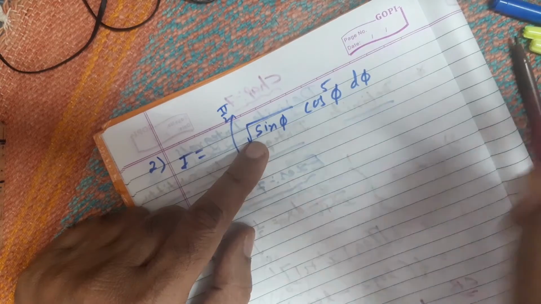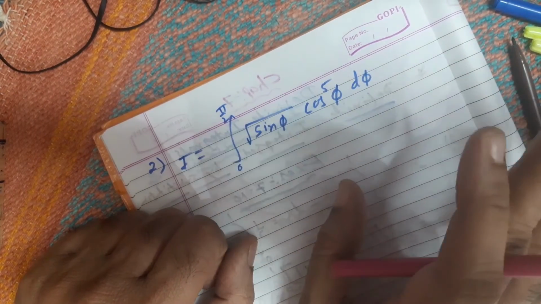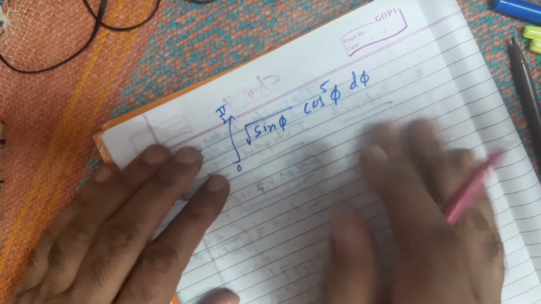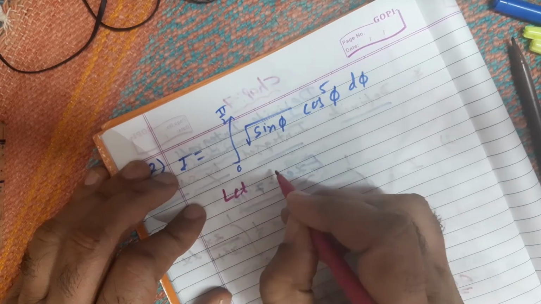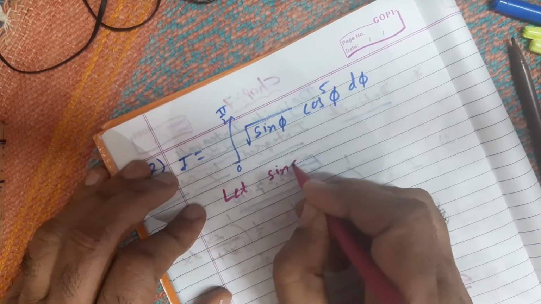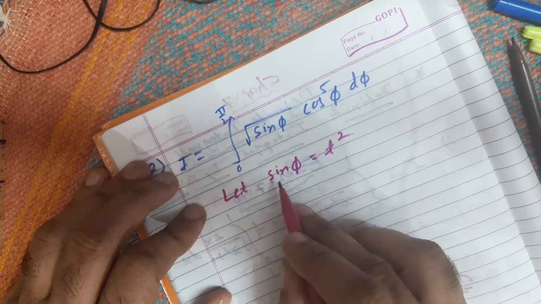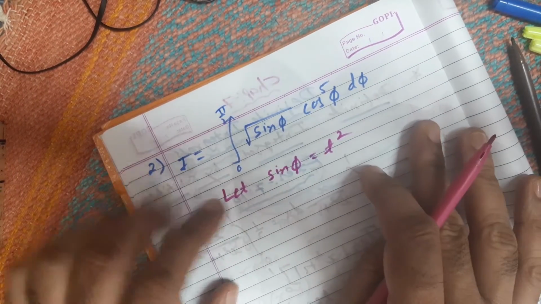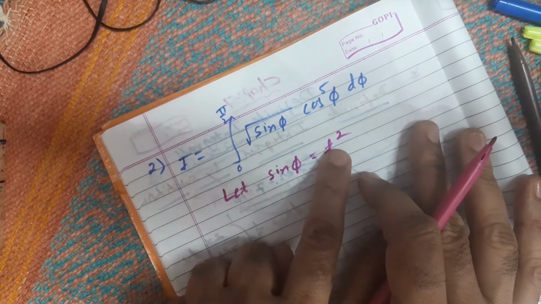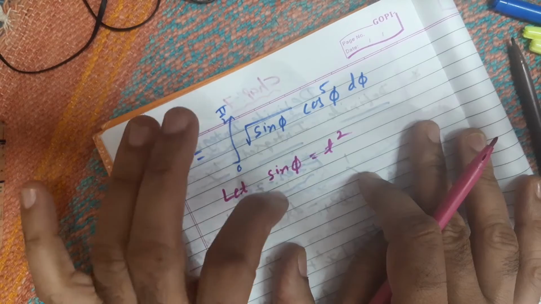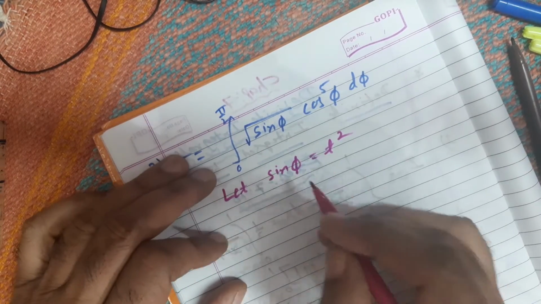See, and I will try to do without substitution also, if possible, not compulsory. First I go for substitution. So I am thinking of this type of substitution. Say sin phi is equal to t square. The reason is to eliminate the under root quantity. When I put t square, the under root will be gone. Correct? Okay.